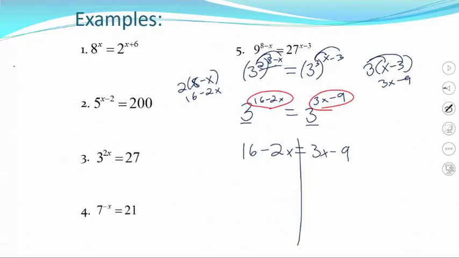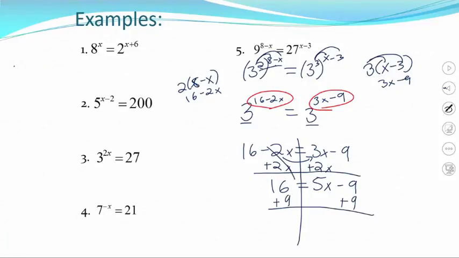Okay, now we'll just solve using standard algebra. So let's move this x term over by adding 2x. You could move the 3x instead of the negative 2x, but it doesn't really matter. We'll get 16 on the left side. 3 plus 2 is 5x, and then minus 9. So we'll add 9 to both sides. We'll get 25 equals 5x, and we'll divide by 5. And of course, x will equal 5.